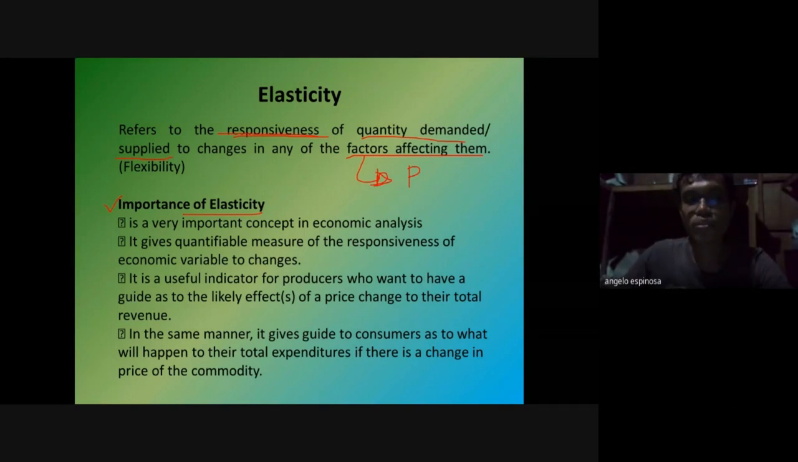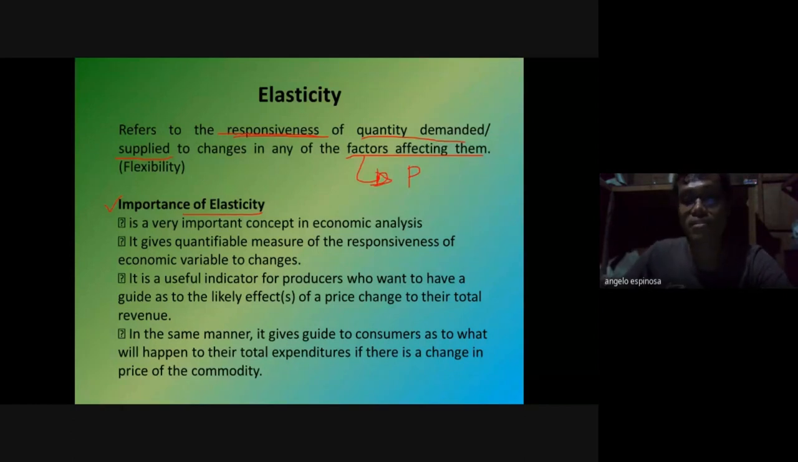Okay, number two, what is the number two importance of elasticity? We have, it gives quantifiable measures. Ano yung ibig sabihin ng quantifiable measures? So pag sabi mong quantifiable, ibig sabihin nabibilang yon. It measures by number. So of the responsiveness of economic variable to changes. Responsiveness. There is a responsiveness on the changes of the quantifiable measure. Yung tawag natin na nabibilang or na may measure na amount.